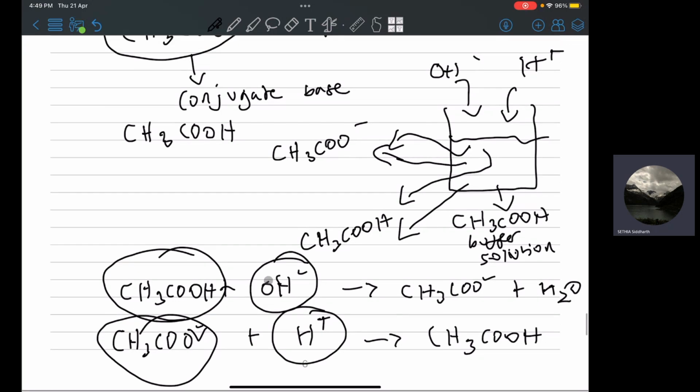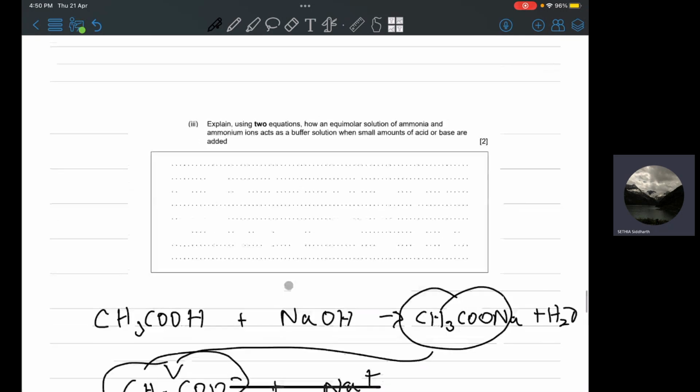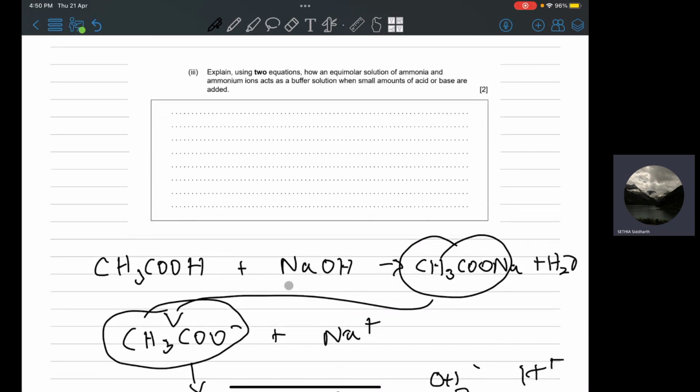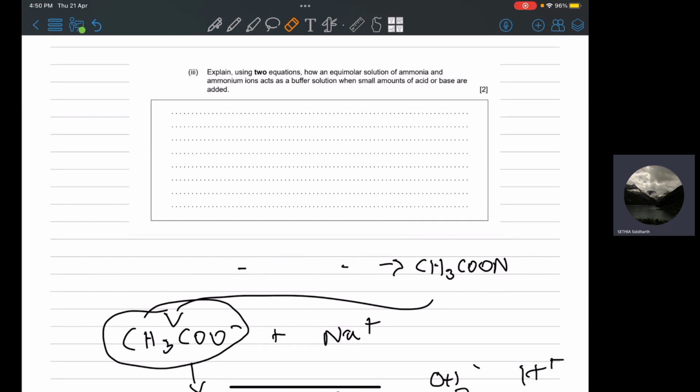So that's pretty much it for buffers, right? You just have to remember, for a buffer, you need two things. You need a weak acid or a weak base, and you need the conjugate acid or base of whatever you're using as a weak acid or base. So if we look at this question, for example, let's get to the question now. Let's put stuff into context of the question. Let me just erase all of this.